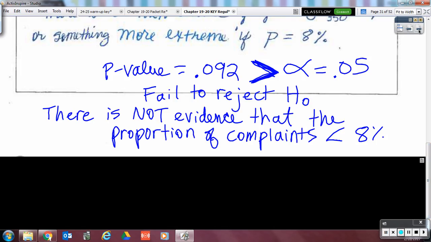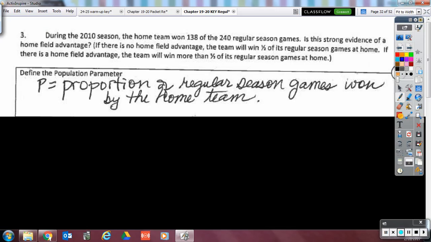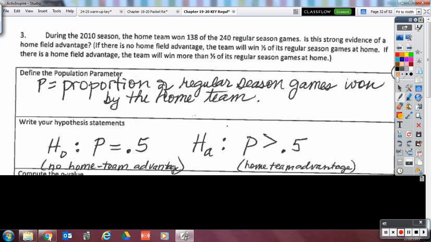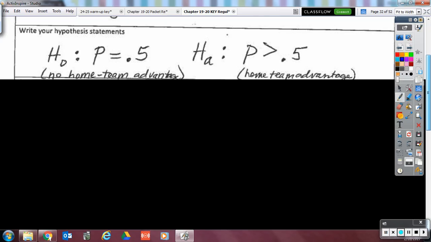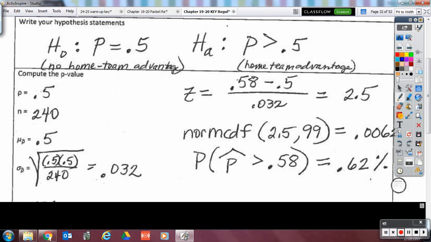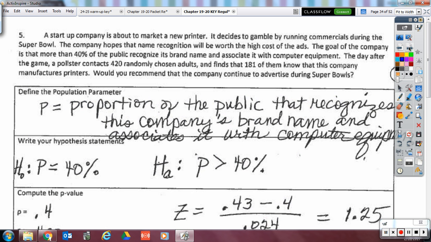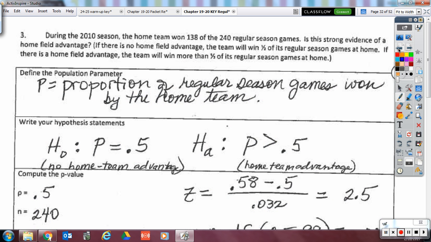All right, let's go on to the next one. Here we go. This was the proportion of regular season games won by the home team. The null hypothesis is that they were 50%. The alternative is that they were greater than 50%, okay? So I'm going to walk around, and I want to see you. Let me do one more with you, and then you'll do numbers 4, 5, and 6 on your own, okay? So here we go. Let's do one more.